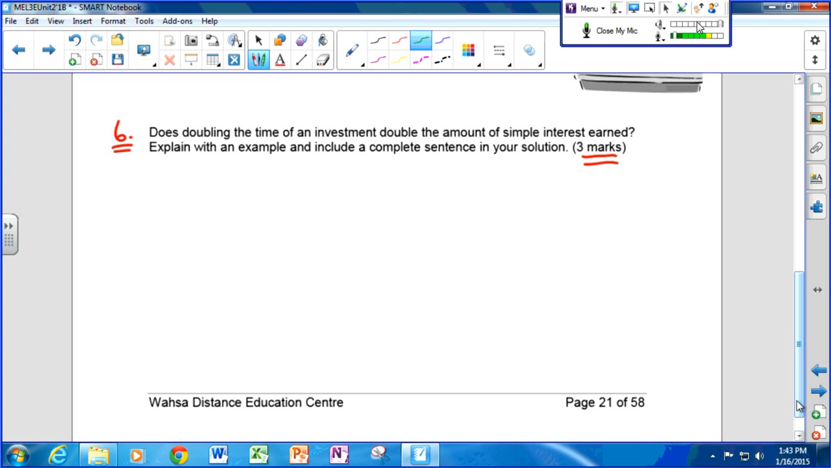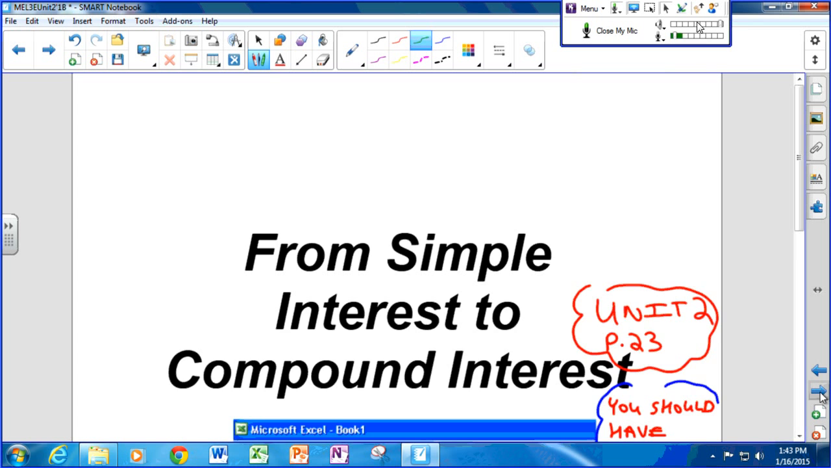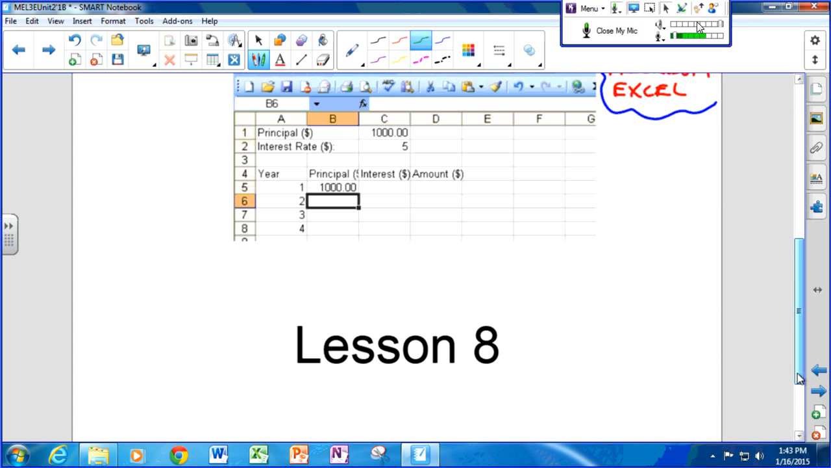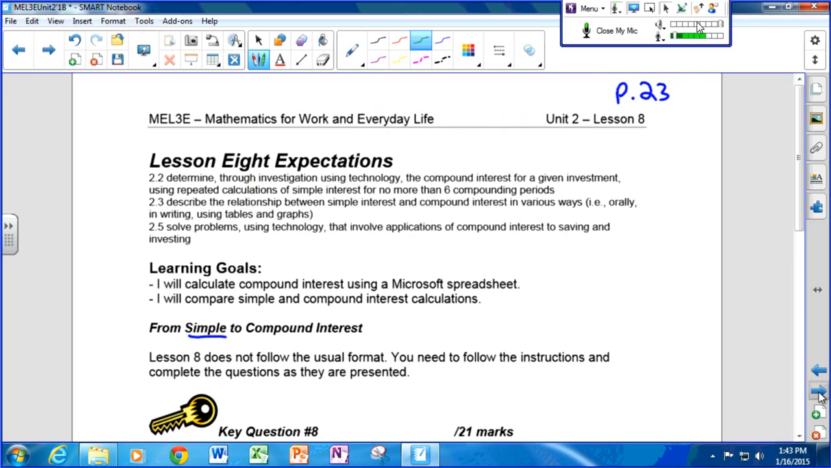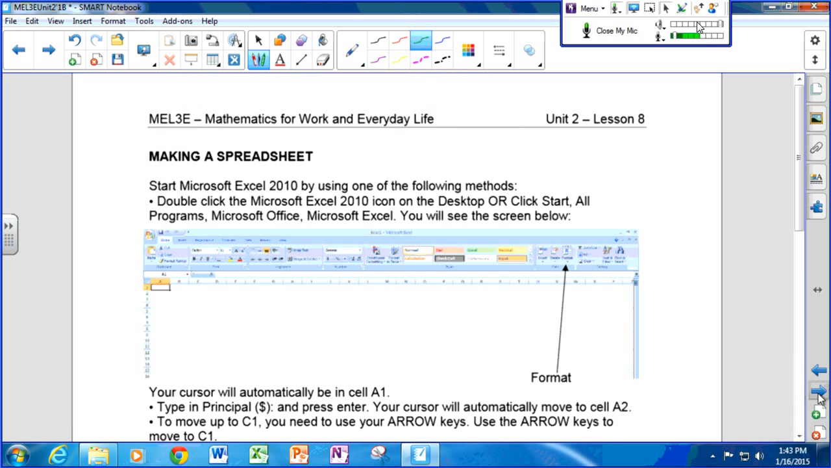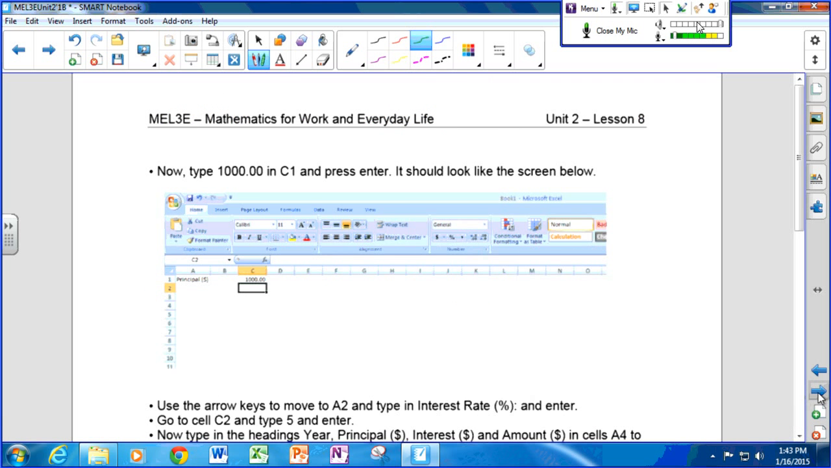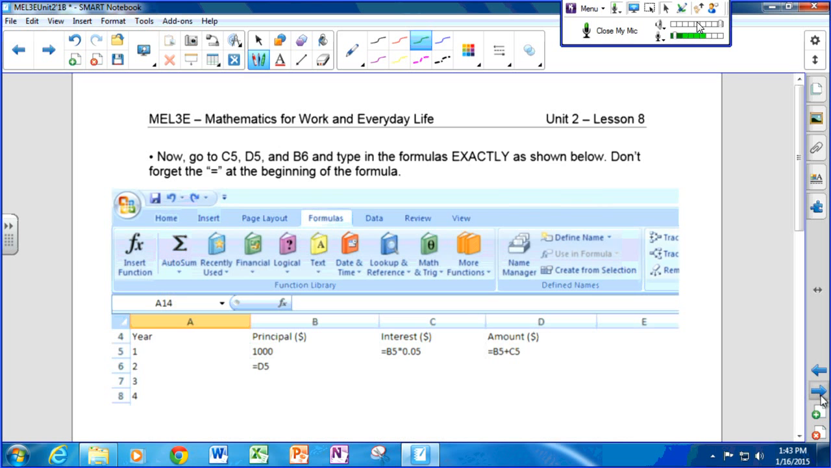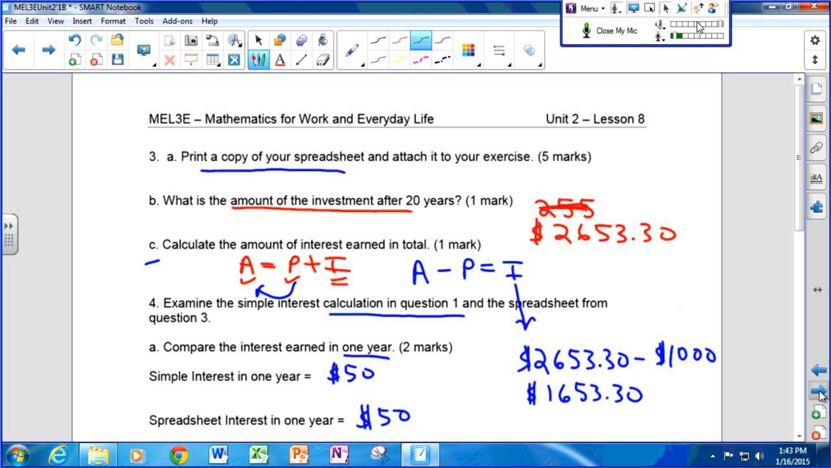Now, the next part I think was the Excel, where we did the Excel. So really, there's not going to be anything on this on the final exam, because this was kind of an in-class activity. But you will certainly encounter some problems about compound interest. So let's just skip forward to the next lesson where we actually look at the compound interest.